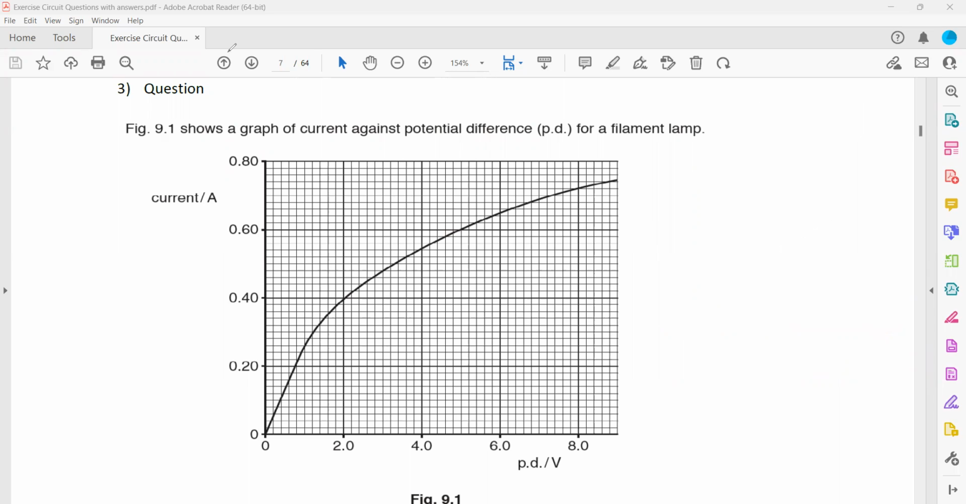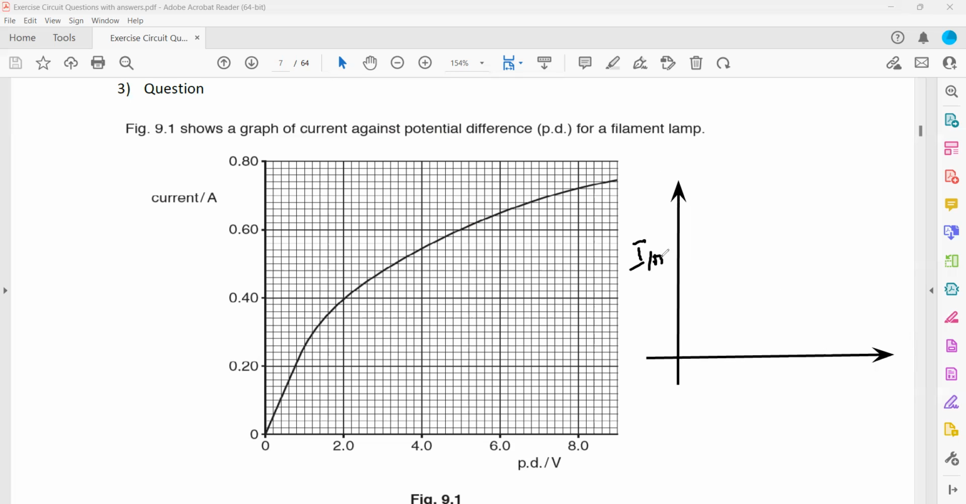So figure 9.1 shows a graph for current against the potential difference for a filament lamp. And for a filament lamp, as it's a metal, for metals, as the temperature increases, the resistance will increase as well.